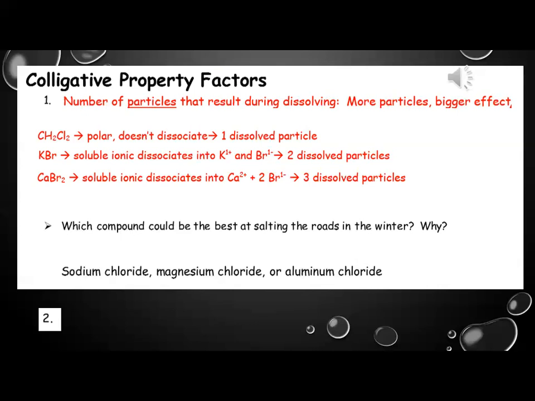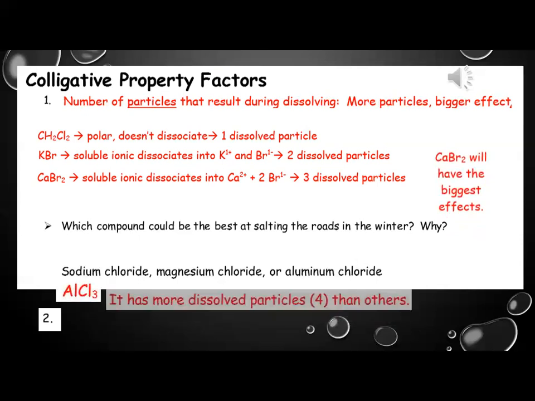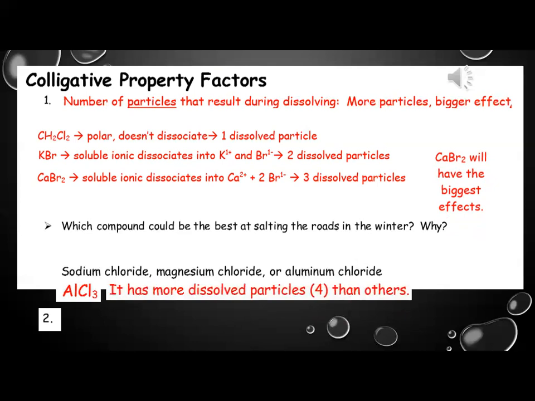Well, if you look at all of these choices, you're going to see aluminum chloride is going to dissolve into more particles, 4 to be precise, an aluminum cation and 3 chloride anions for every 1 compound of aluminum chloride that we would put on the roads. So in this instance, you might pick the aluminum chloride.